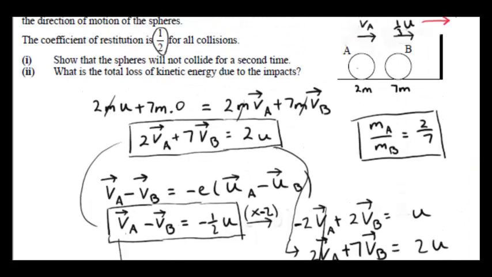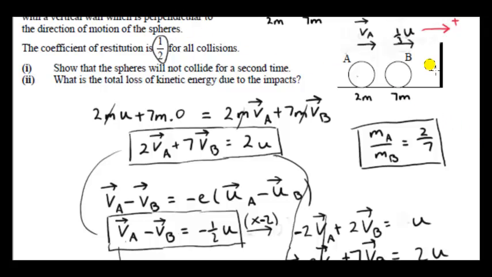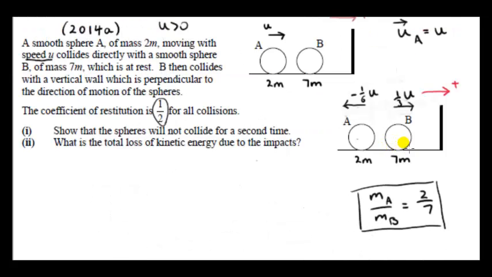So if we go back up to our picture here, we can see that since directions to the right are positive, VA must be negative. Sphere A must move to the left. Its speed is 1/6 u. Its velocity is minus 1/6 u. Okay, what we need to do next is to get the velocity of sphere B immediately after it collides with this wall.